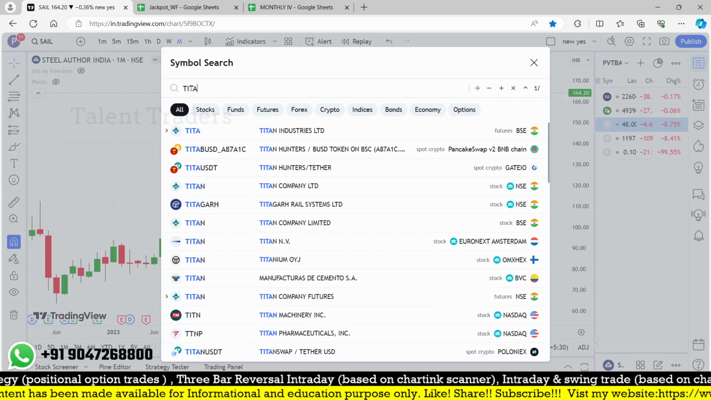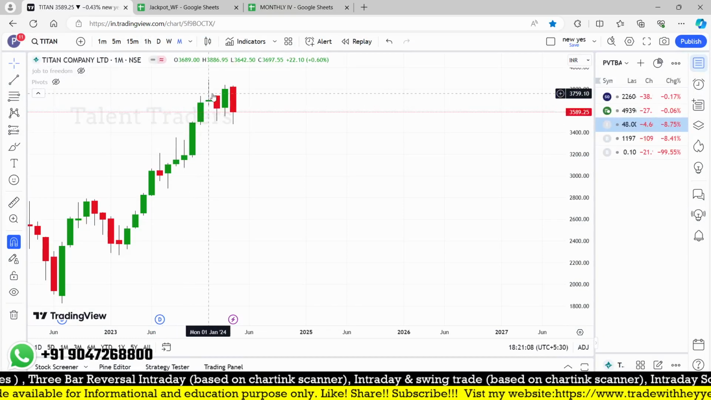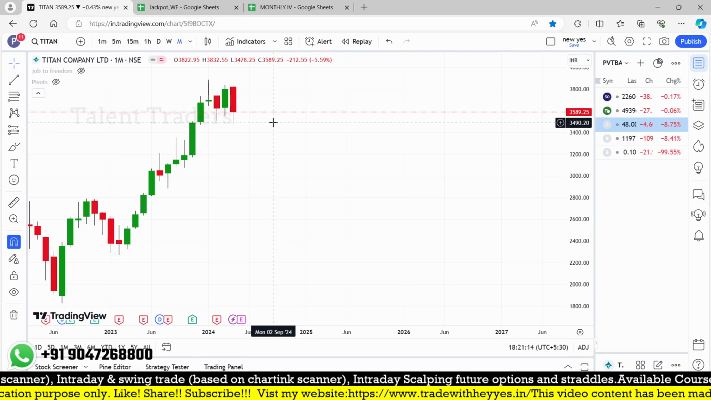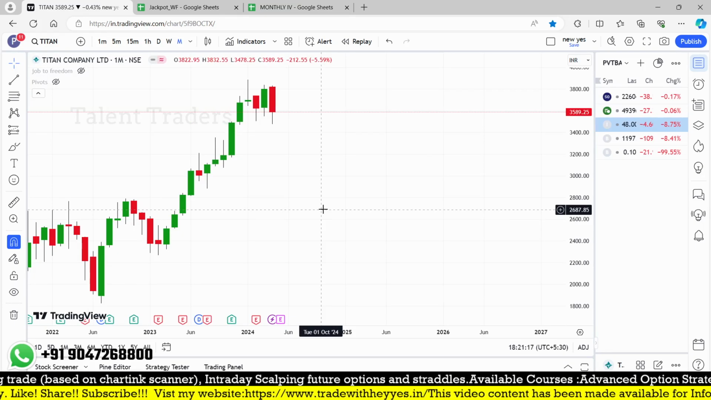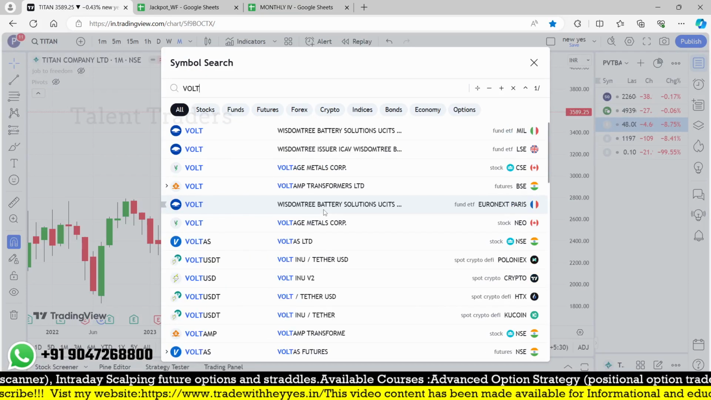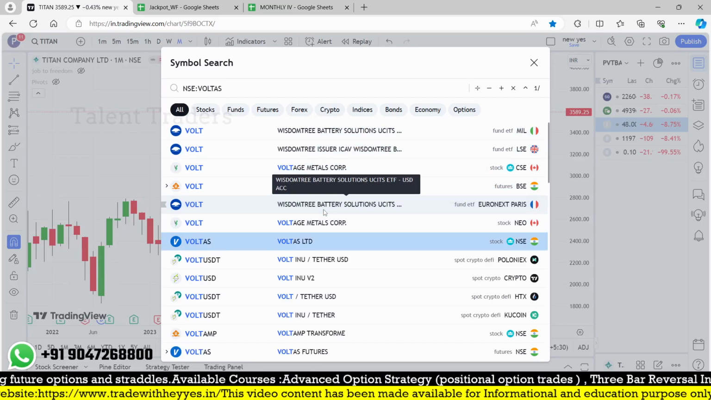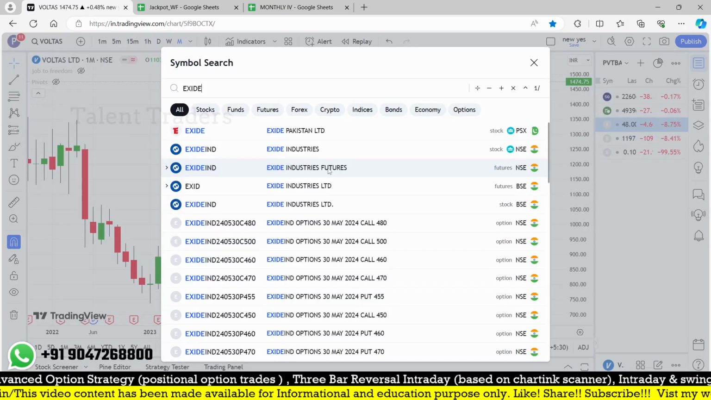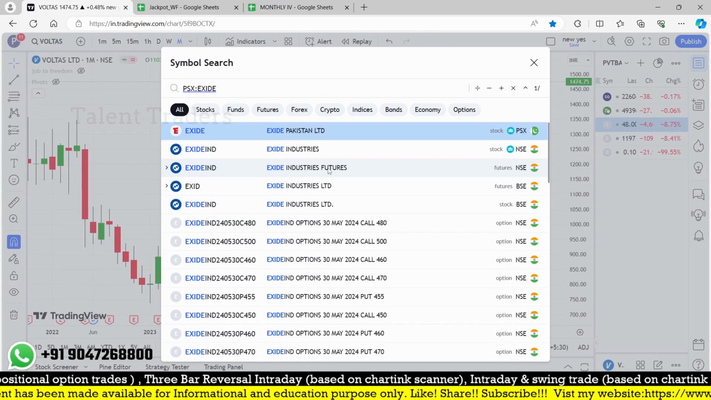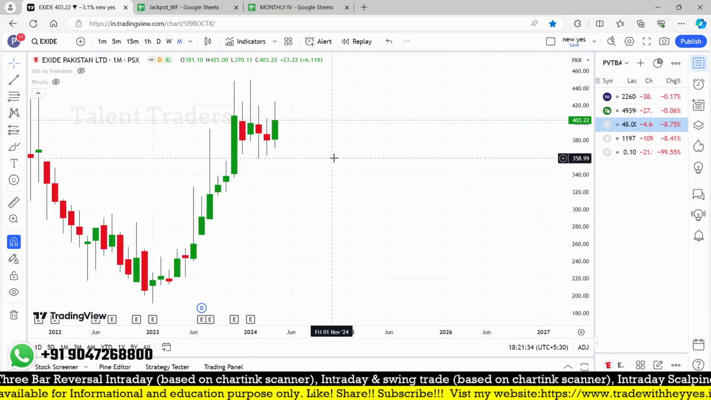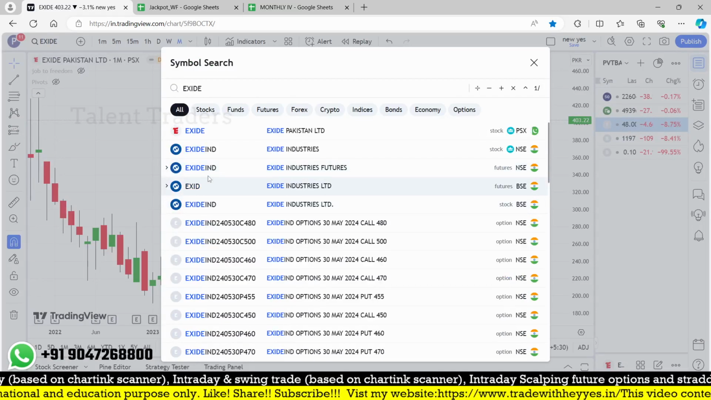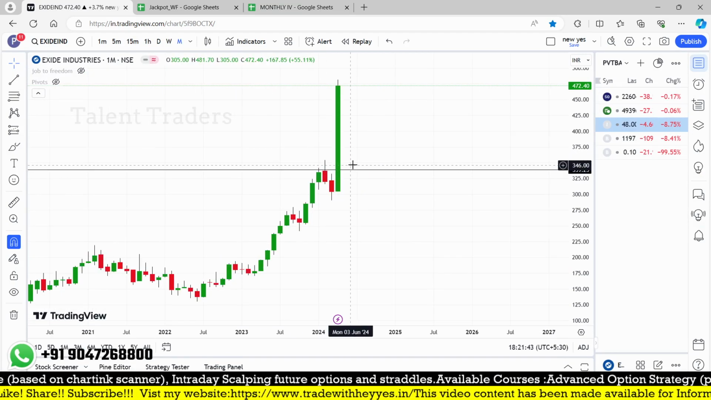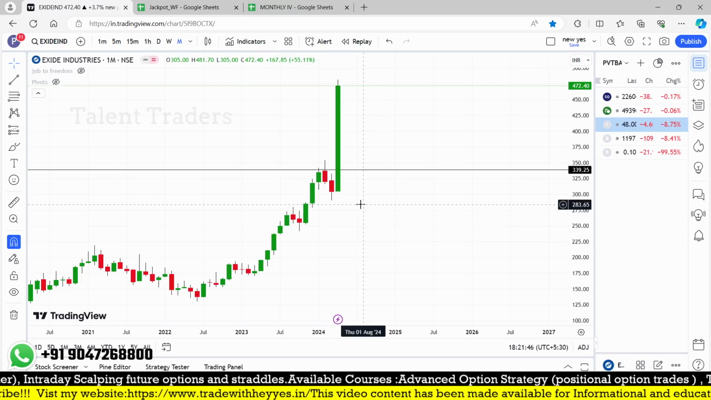I think Titan was on the downside, almost 6%, and compared to the low it nearly achieved my target monthly range. Voltas on the positive side is also giving such a good result. Voltas moved almost 33% last month, and Exide and National Aluminium are both giving such good results. Sorry, Exide Industries gave almost 55% increase, and we marked the level, and that gave such a good result for our monthly positional.